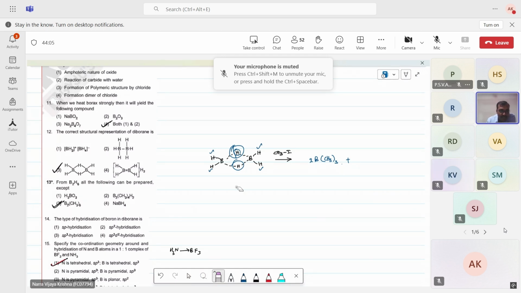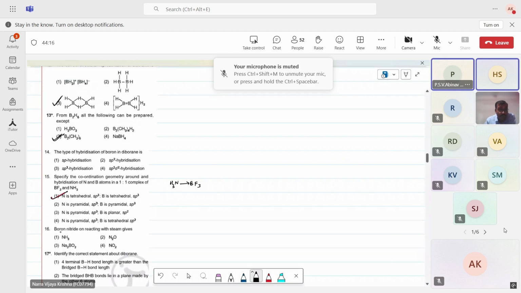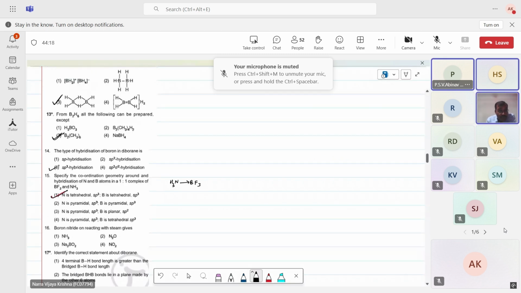Next, question number 14. What is the hybridization of boron in diborane? Option 3, sp3. Perfect. If it is existing as monomer BH3, then it is sp2.